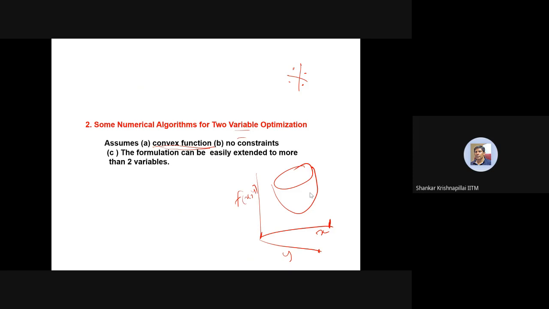And another important thing is that the formulation is only shown for two variables. That is, the equations are shown only for two variables. But you can simply extend it to x, y, z, that is 3 or 4 or 5 variables, by adding more similar terms to the equations. But with hand calculations, we can do only two variables.